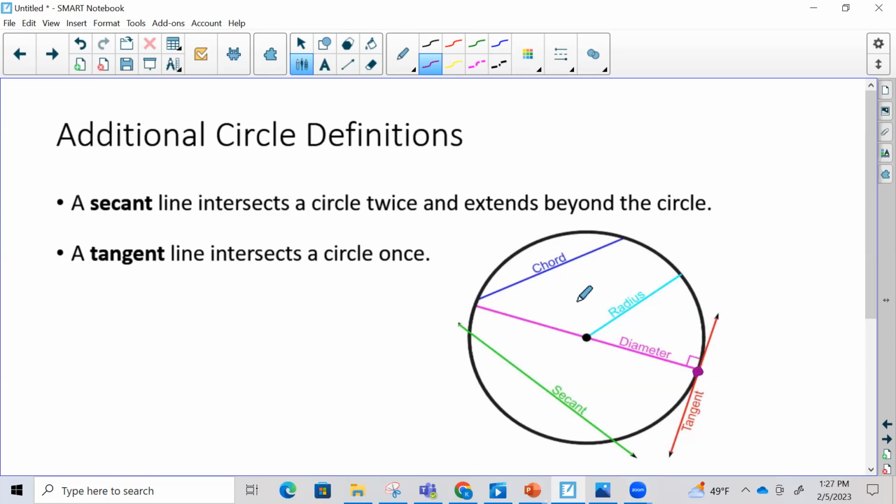So a tangent line pretty much lies completely outside the circle, except it intersects the circle at this one point. And then we have again a chord, which has its endpoints on the circle, the diameter, which is also a chord, but it goes through the center, and then the radius, which goes from the center to a point on the circle. Those are all of our different line segments or lines involved with circles.